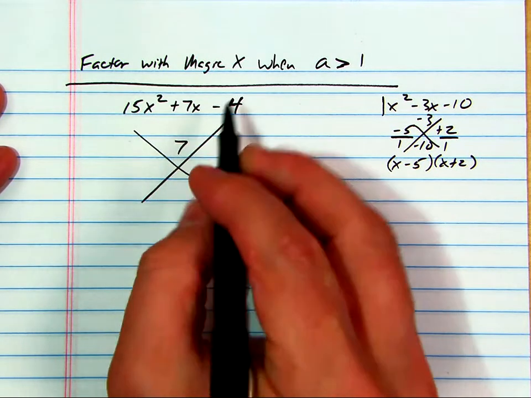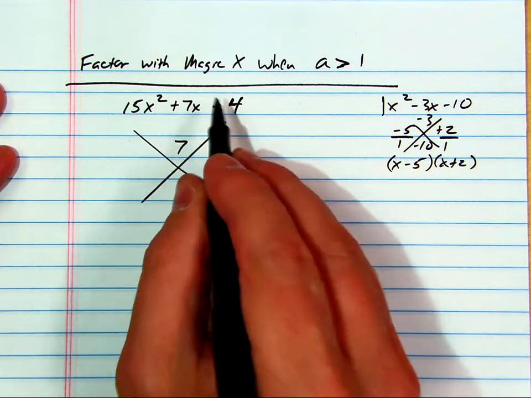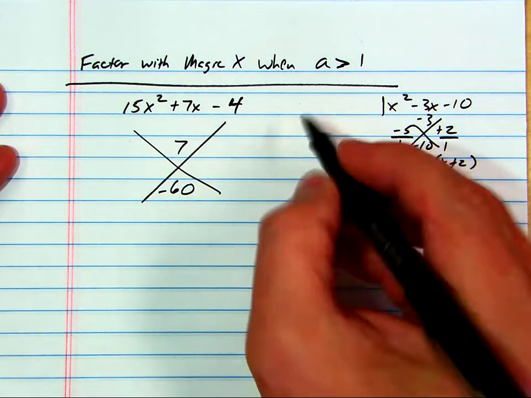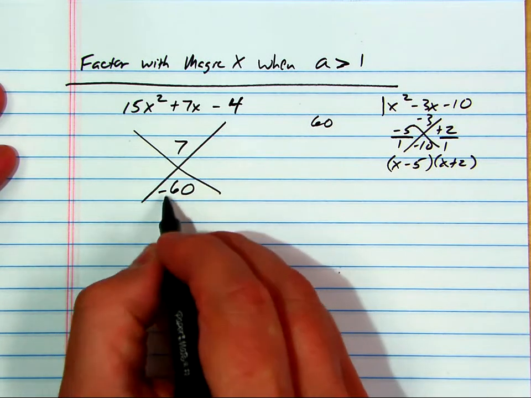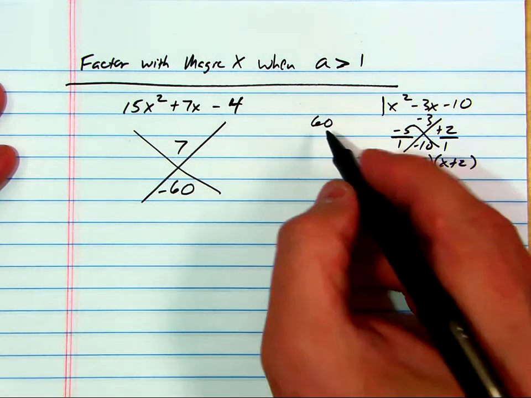We drop 7 right here. We multiply a times c to get this number down here. We're looking for factors of 60 that add up to 7. Now one of them is going to have to be positive or negative, I'm pretty sure.